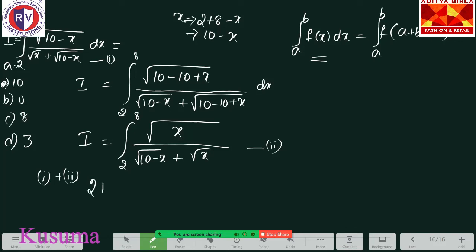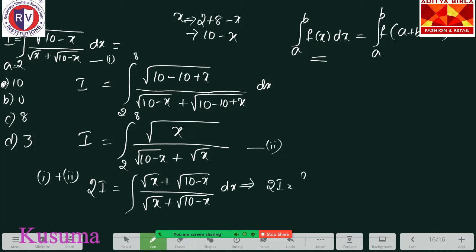So 2I will be equal to integration of root x plus root of 10 minus x divided by root x plus root of 10 minus x into dx. So this implies 2I is nothing but integration from 2 to 8 dx, or 2I is x from 2 to 8, which is equal to 6. That is, we have 2I is equal to 6.